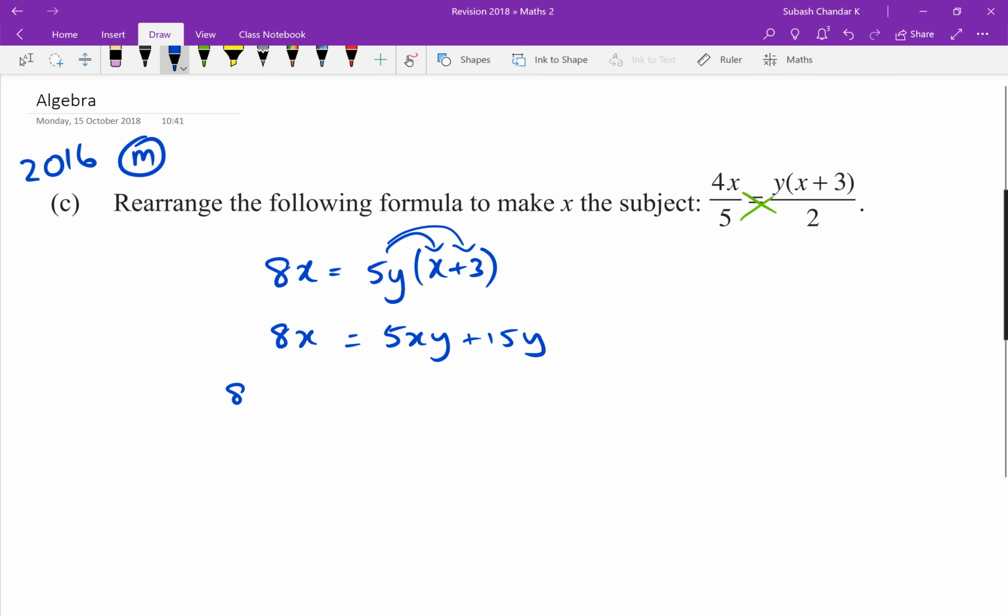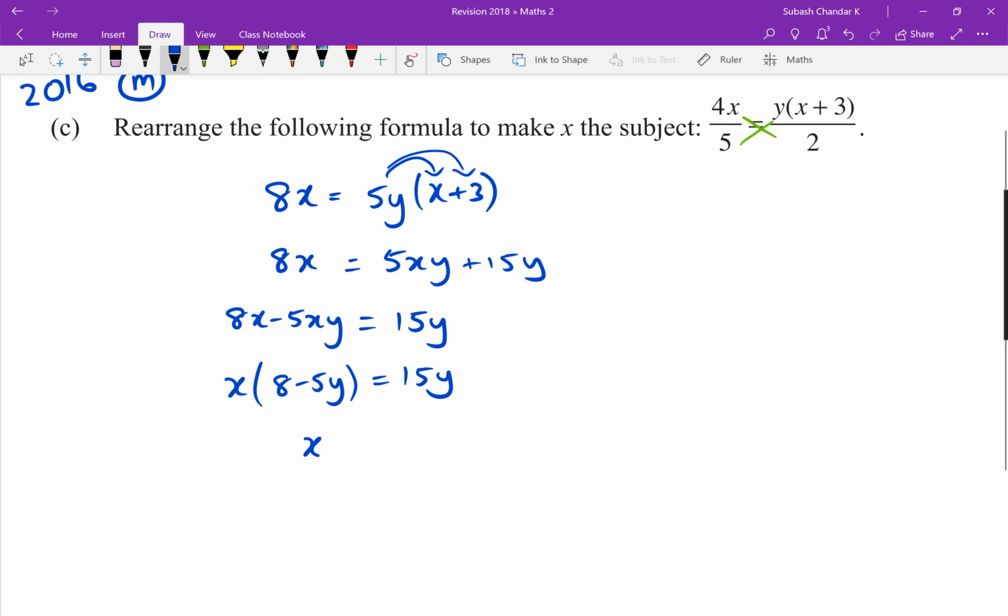Okay, so rearrange it. So I've got 8x minus 5xy equals 15y. Yeah, is that all right so far? And then x is a common factor. So I can take out x as a common factor, and I get 8 minus 5y equals 15y. And because I want to have x by itself, this can be written as x equals 15y divided by 8 minus 5y. Okay? That ends up being a merit question.